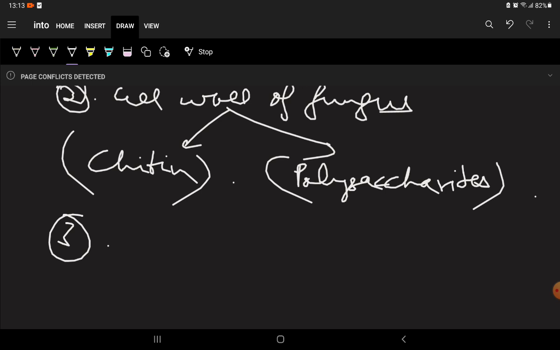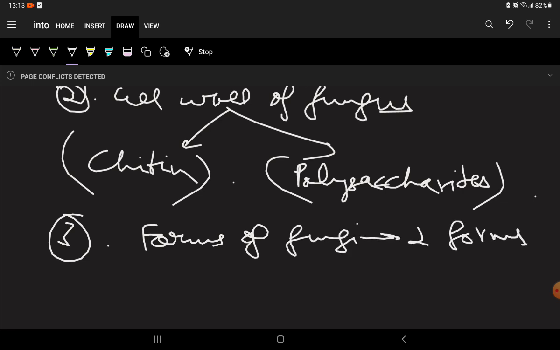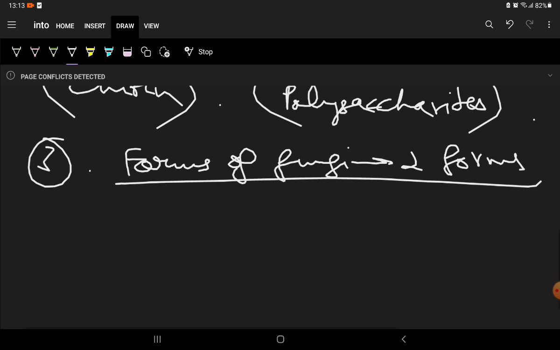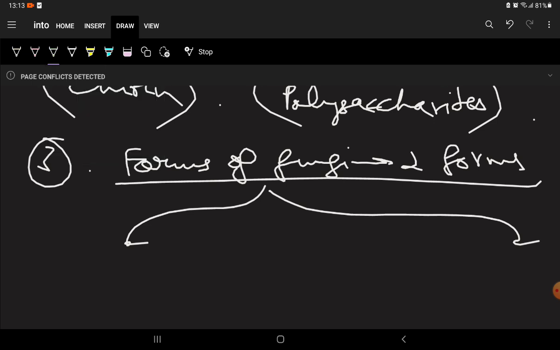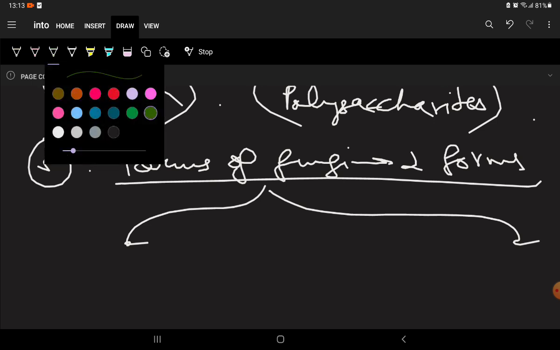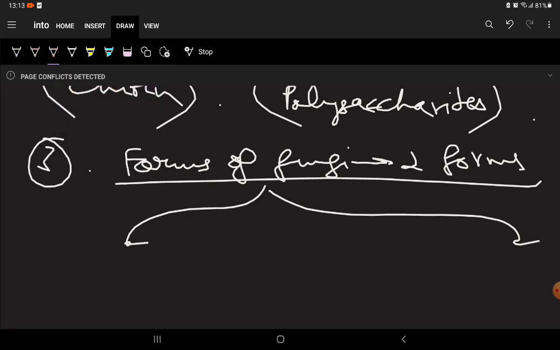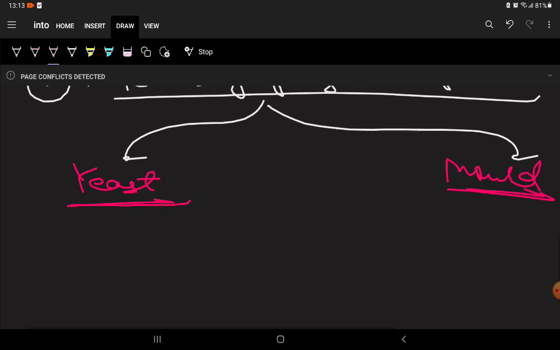Now there are two forms of fungi. If we talk about the forms of fungi, then there are two morphological forms of fungi. Wait, let me change the color. So two forms of fungus are yeast and mold.